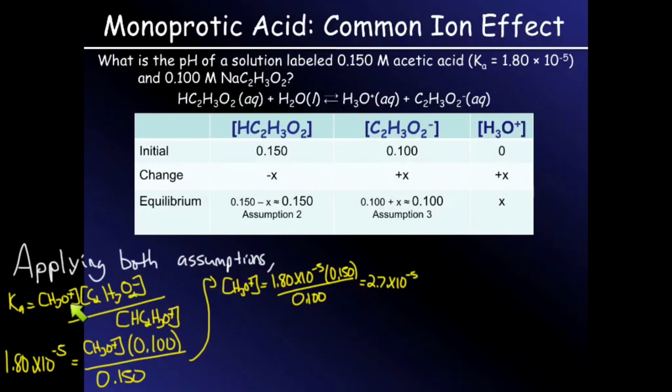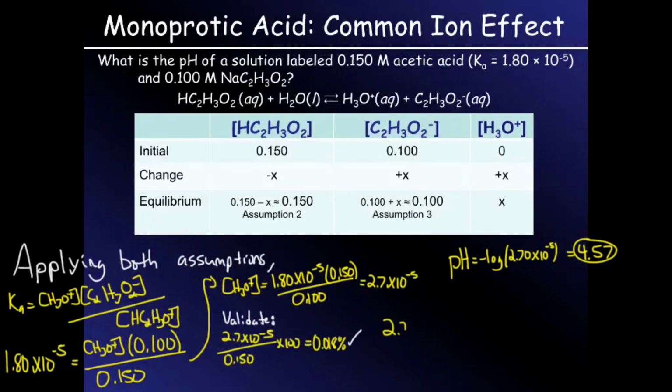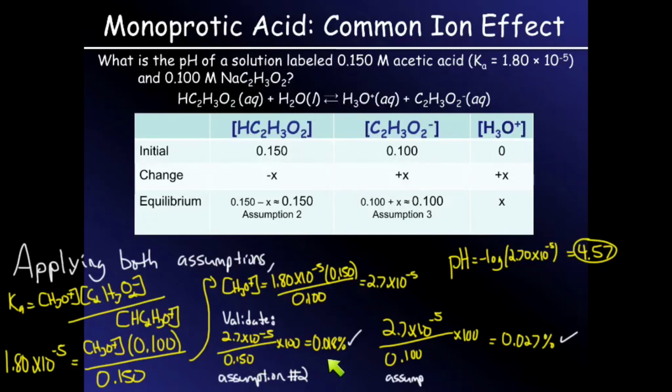So to solve for pH, we simply need the hydronium concentration. We're given Ka, we're given the concentrations of the weak acid and its conjugate base. We simply plug them in and rearrange to solve for the hydronium concentration. We then take the negative log of that to get pH. So to validate our assumption, was X really less than 5% of 0.15? Yes, it was. Was X really less than 5% of 0.1? Yes. And it turns out that for all problems in this class, that will be true.